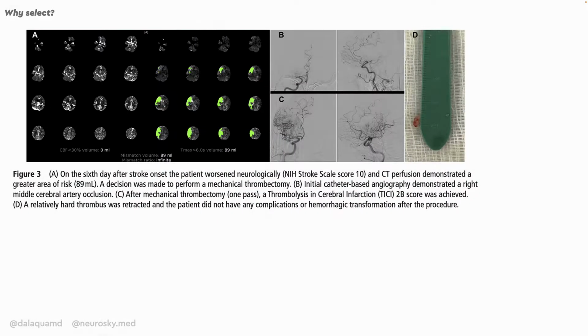And then after an initial period of stability, she progressed in her symptoms on the 6th day. She had a worsened neurological status with an NIH of 10, and at that time CT perfusion demonstrated an area of penumbra, and the decision was taken for mechanical thrombectomy. This patient benefited from the interventional treatment, and she had no complications, no hemorrhagic transformation afterwards. So, as I said, pushing boundaries.